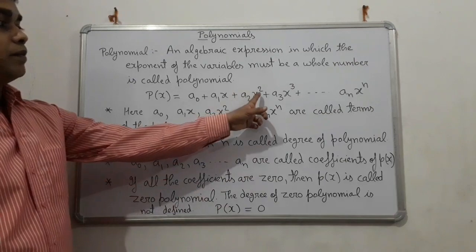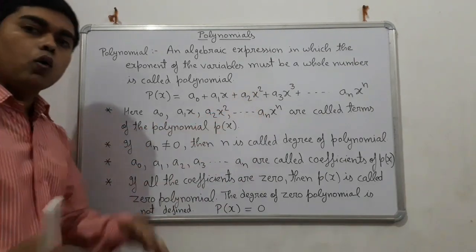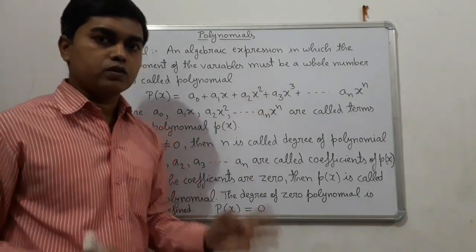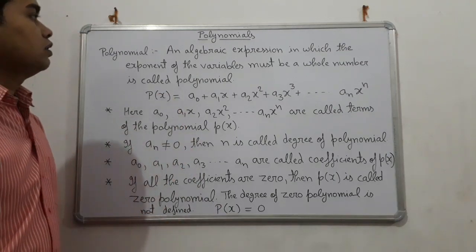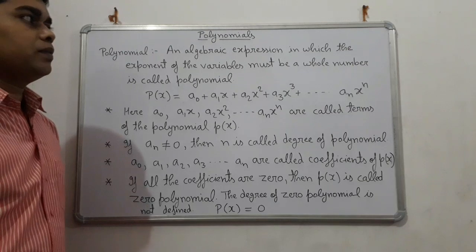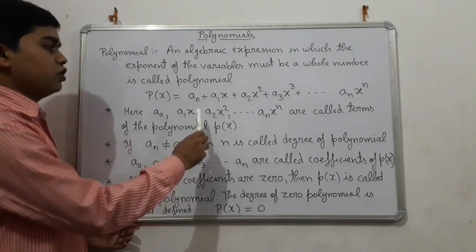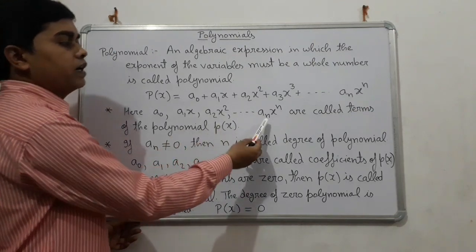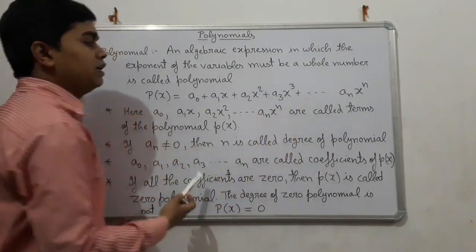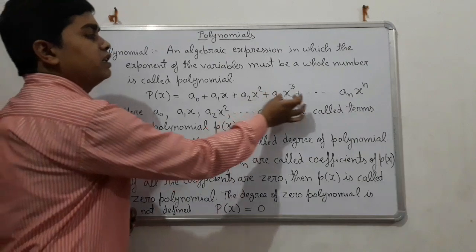Means you cannot take anything other than a whole number as the exponent of the variable here. So for the polynomial it is a must that exponent of the variable must be a whole number. And children, here a0, a1x, a2x square, anx to the power n are called terms. Means these are different terms.